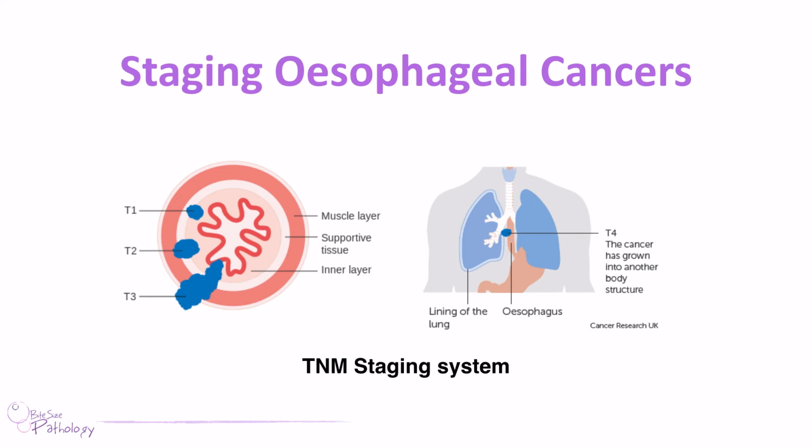Now you remember that there's grading and staging in cancers. Grading is to do with the cellular changes and how typical the cells are of a normal esophagus. So that's a separate topic that I'm not really going to cover. Whereas staging is to do with the spread of the disease. And you do that by looking at it down the microscope, but you also do that by having a look at radiological investigations and other investigations.